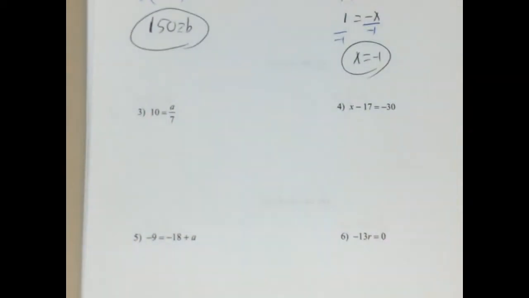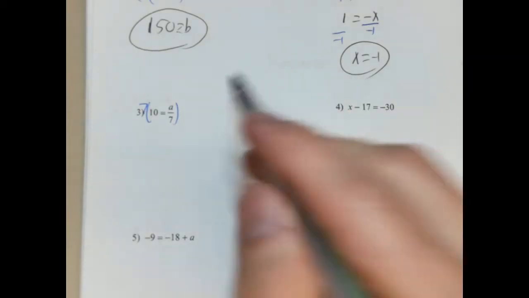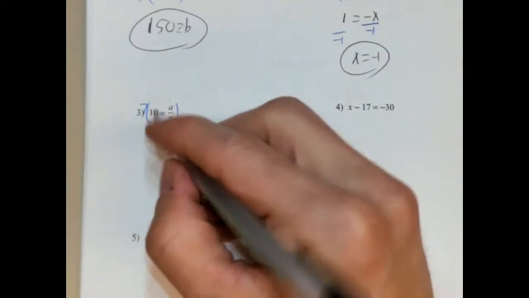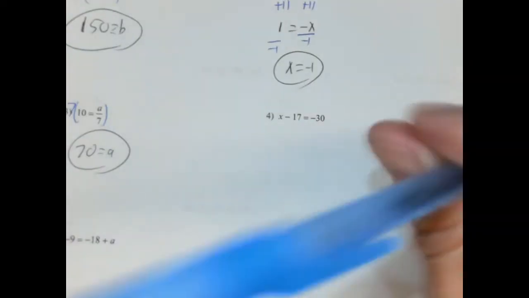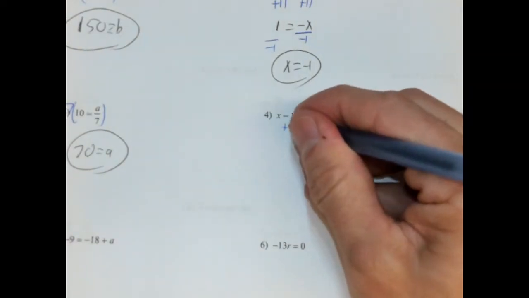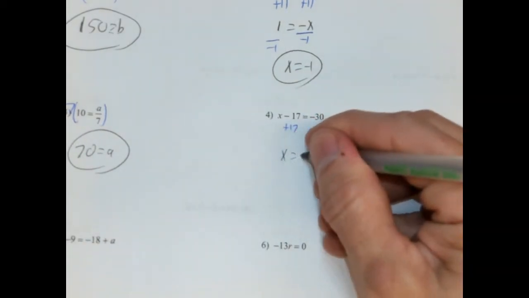Okay. Here we're dividing by 7, so now we're going to multiply by 7. That's the inverse operation. 7 times 10 is 70. A equals 70. Here we have x minus 17 equals negative 30, so we're going to add 17 to both sides. So x should be equal to negative 13.